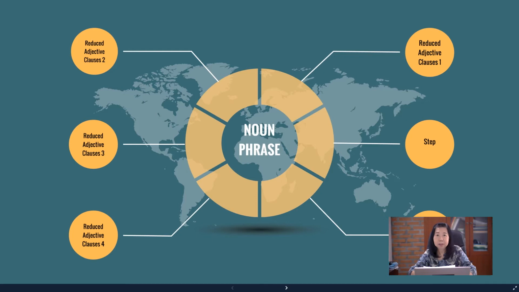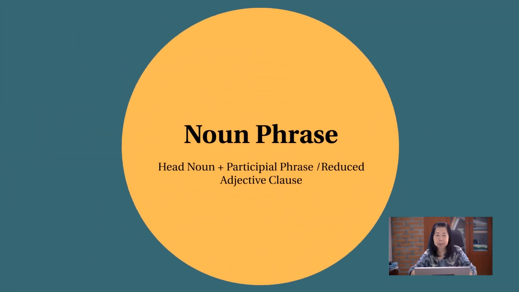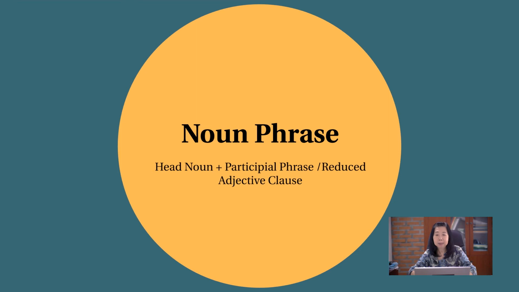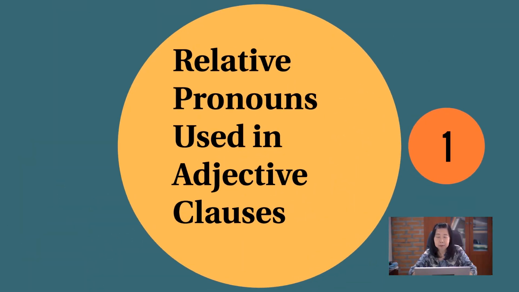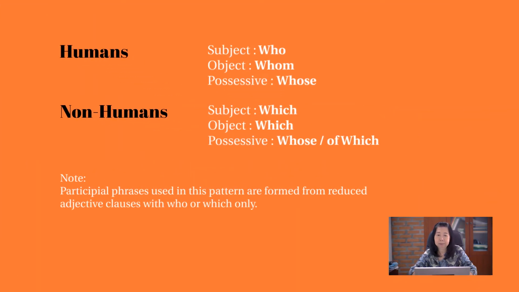This time, we'll be learning another pattern of English noun phrase, that is head noun plus participial phrases. First of all, we have to review first the adjective clauses that can be reduced into participial phrases. We have relative pronouns used in adjective clauses. We have who, which, whom, which, whose, and of which. So these are all relative pronouns.